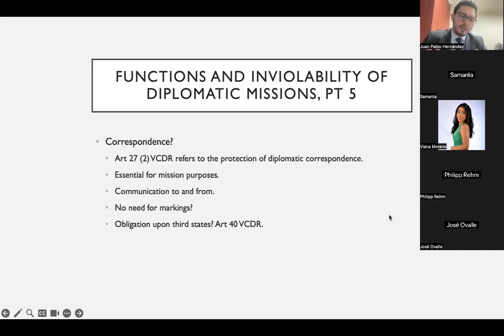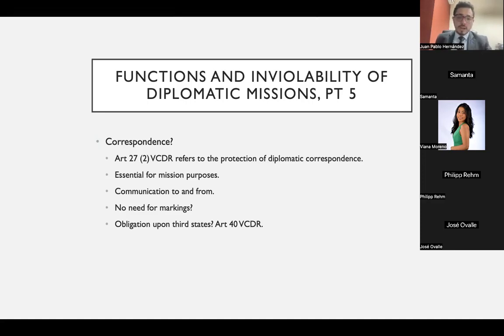Now, what about correspondence? So this is a simpler question. Correspondence under Article 27.2 of the Vienna Convention on Diplomatic Relations is protected. And as you can see, it refers to the protection of diplomatic correspondence. As I mentioned before, diplomatic law is aimed at the protection of the freedom of communication between the mission and its sending state. It is intended to promote the communication and friendly relations between states. And therefore, the protection and the inviolability of correspondence is an essential aspect of the functions of a mission. And therefore, this is what justifies granting correspondence a very ample protection.